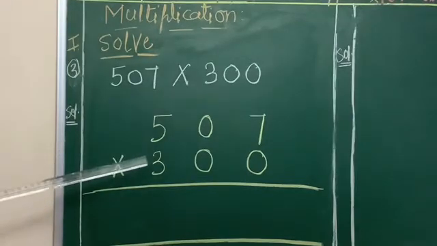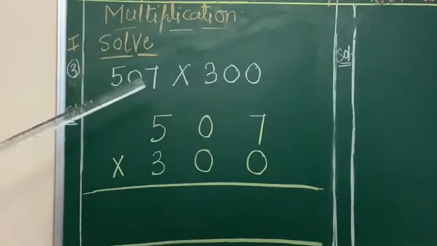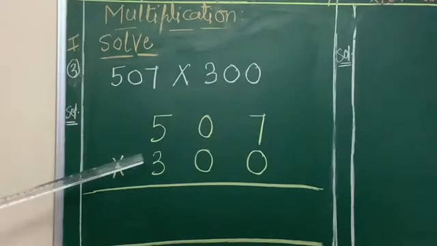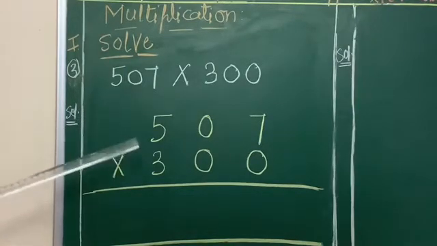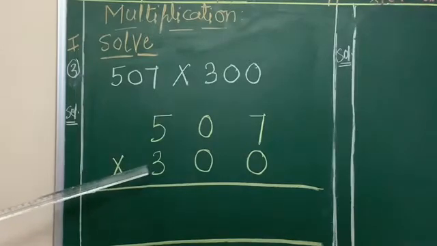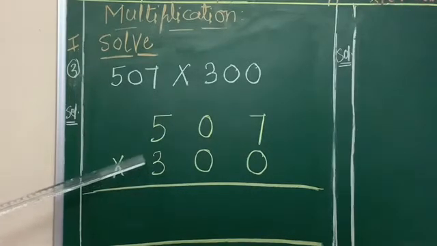Now 3 is in which place? It is in hundreds place. So when you are multiplying with hundreds place digit, in hundreds how many zeros you will have? You will have 2 zeros. That means you are not multiplying by 3. You are multiplying by 300 here, right?